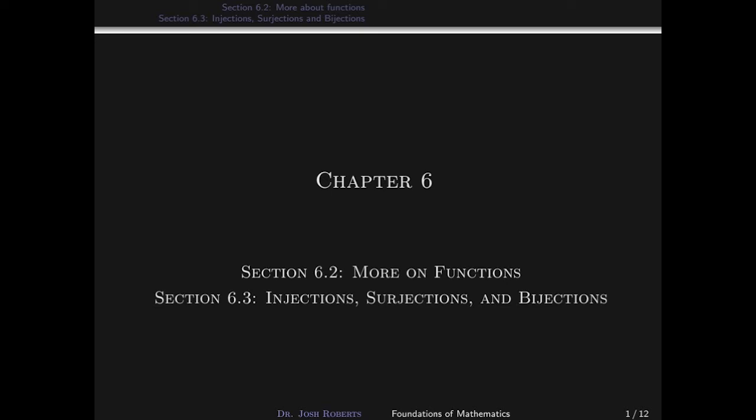At any rate, what we're doing today is the last two more sections out of chapter 6. So section 6.2 is more about functions. Just a little bit of another definition about functions and some ways that we can consider mathematical objects or mathematical processes you've seen before as functions as well. And 6.3 is on some particular types of functions. Functions that are injective, surjective, or bijective. So injections, surjections, and bijections are what we're talking about.